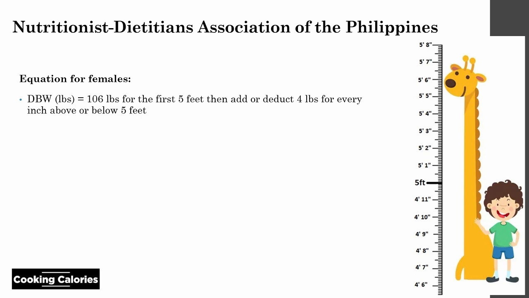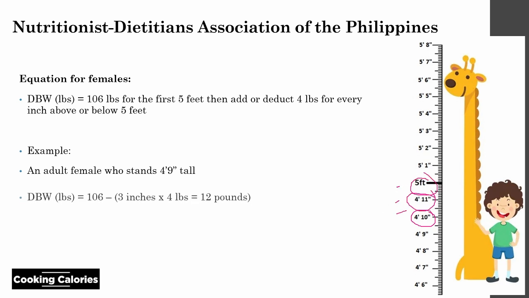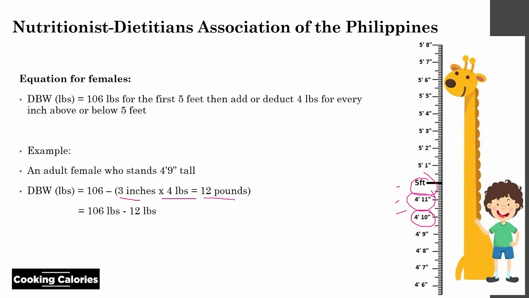Next example is a female who is 4 feet and 9 inches tall. For this client, her height is 4'9", which means that she needs 3 inches more: 4'10", 4'11", and 5 feet. So 3 inches more to reach 5 feet. We will multiply 3 inches by 4 pounds. So 3 times 4 equals 12 pounds. 106 minus 12 equals 94 pounds. So 94 pounds converted into kilograms is equivalent to 42.7 kilograms.